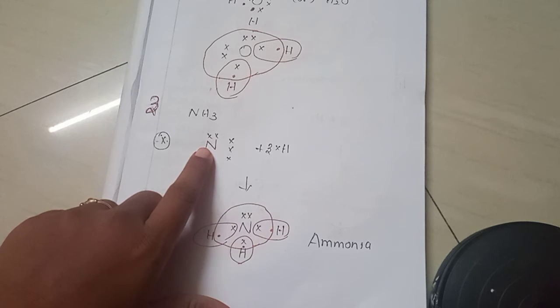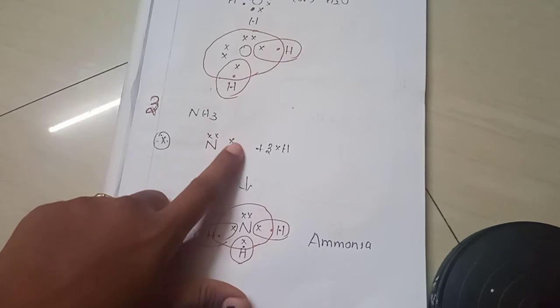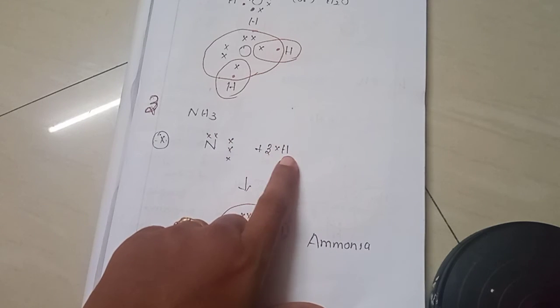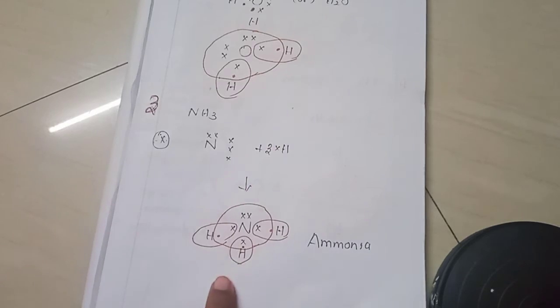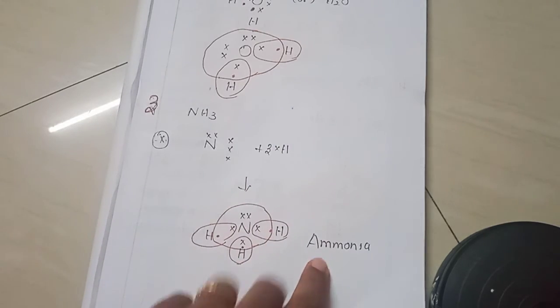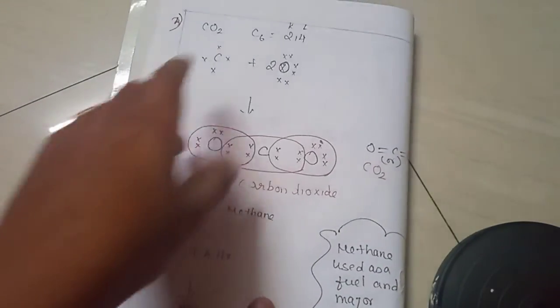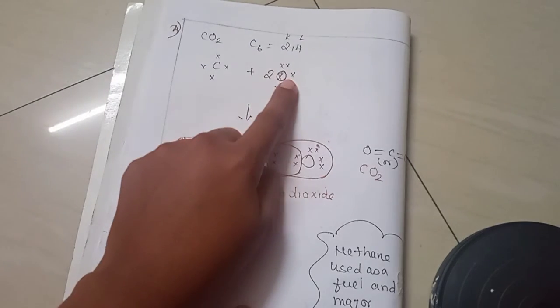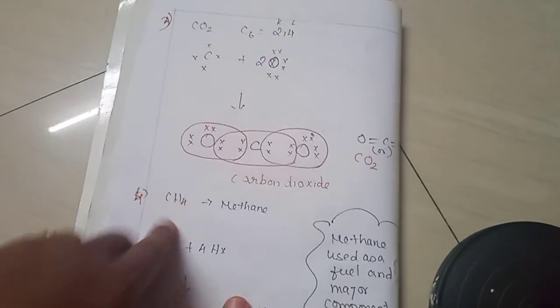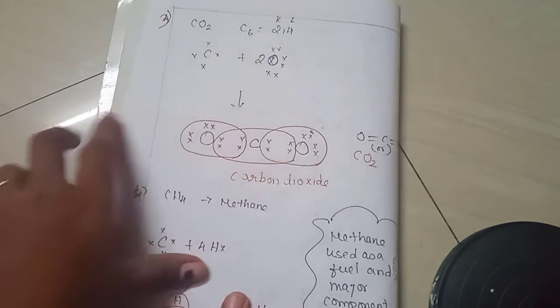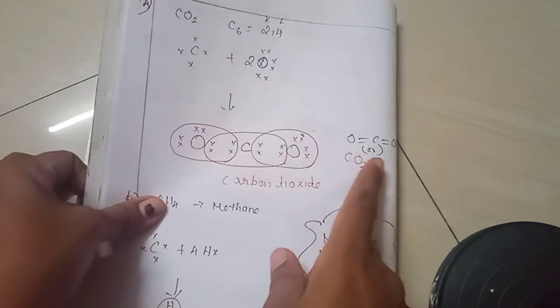Nitrogen has 5 valence electrons and 3 hydrogens have 1 valence electron each. So it forms the ammonia molecule. Next, carbon dioxide. Carbon dioxide has 1 atom of carbon and 2 atoms of oxygen. They form bonds like this and their structures are like this.